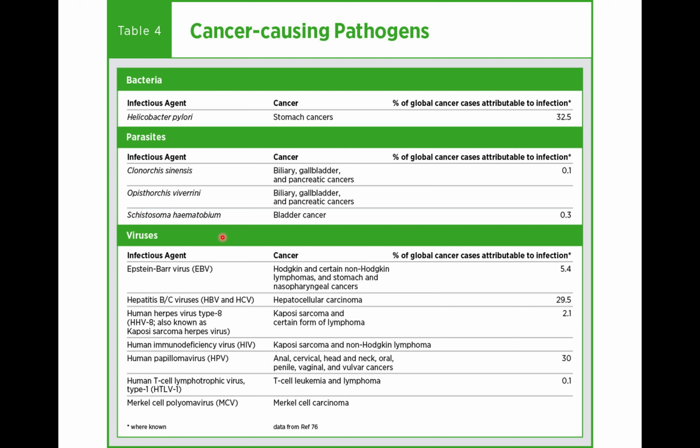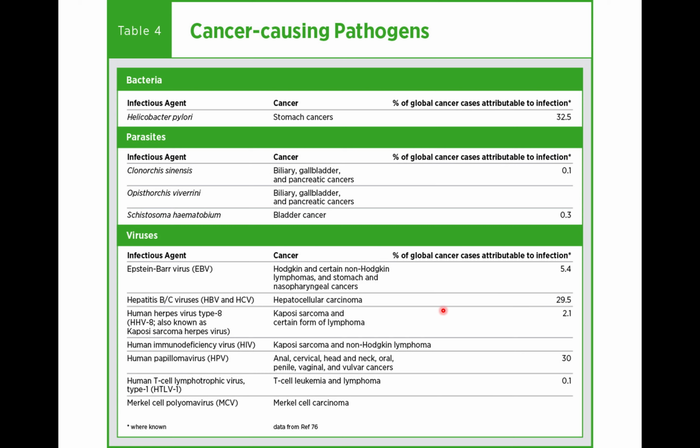So just to summarize some of these cancer-causing pathogens that we've talked about, and primarily I wanted to point you to the percent of global cancer cases that are thought to be attributed to these specific pathogens. So, H. pylori, I think over 30% of stomach cancers may be due to H. pylori infections. As I mentioned, these parasites are pretty rare and are accounting for a very small percentage of some of these gallbladder, bladder, pancreatic cancers.